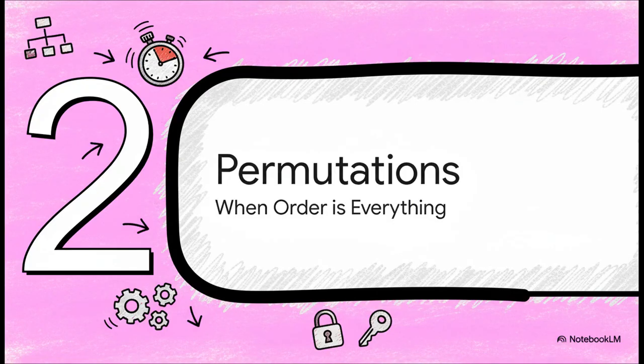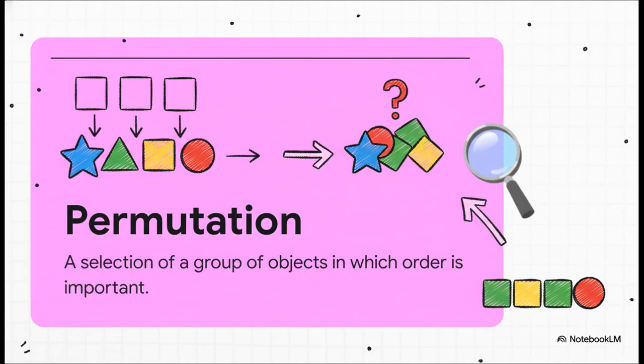Okay, but what happens when the order of your choices suddenly becomes super important? This is where things get interesting and where we meet our first major concept: permutations. So a permutation is just a selection where the order is absolutely vital. Think about a race with 3 runners. Let's call them Alice, Bob, and Carol. An outcome where it's Alice first, Bob second, Carol third is a completely different reality from Bob first, Alice second, Carol third. See? The runners are the same, but the order changes everything. That, right there, is the heart of a permutation.